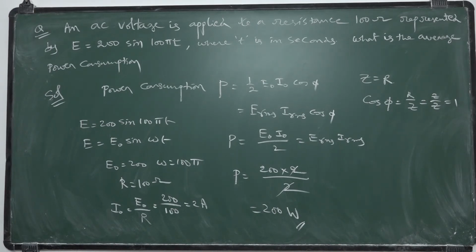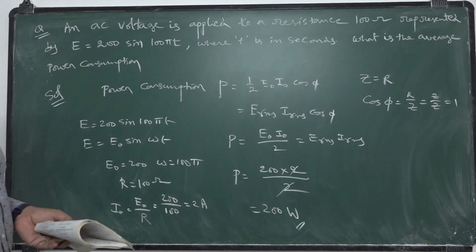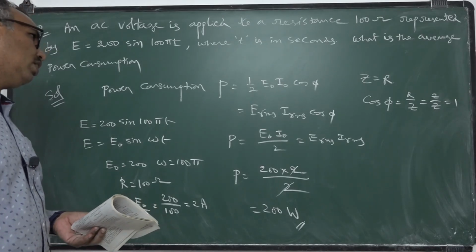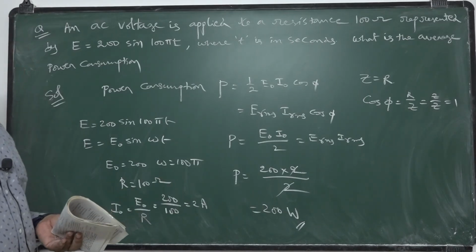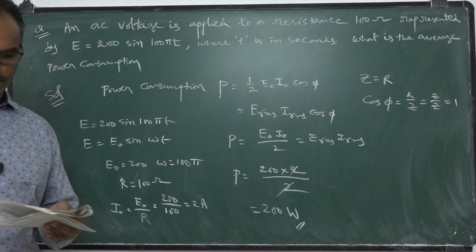Clearly you should understand AC voltage is applied to a resistance. It's a pure resistive circuit. In pure resistive circuit, impedance is equal to resistance. Then cos phi is equal to 1. So power consumed can be calculated by using this formula. I hope everybody understood what I discussed.